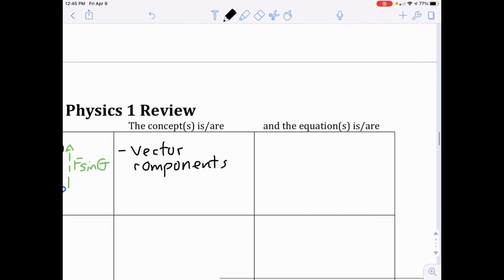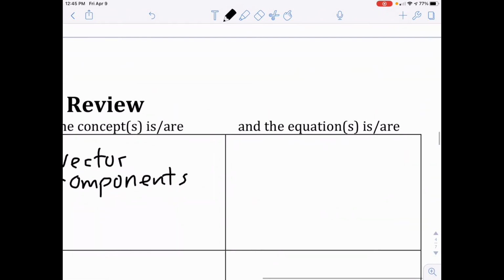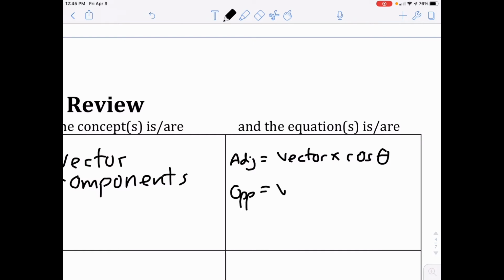In a generalized way of stating this, for vector components, the adjacent component would be whatever the vector is times the cosine of the angle. The opposite component is whatever the vector magnitude is times the sine of the angle.